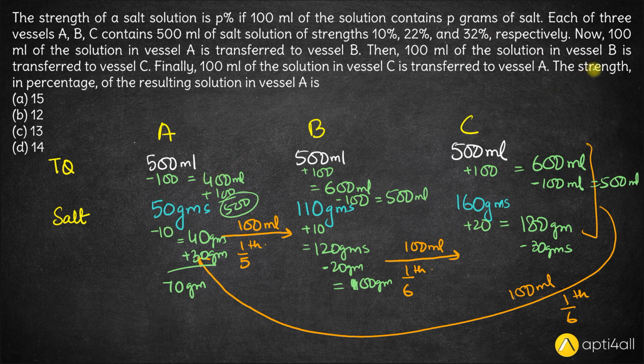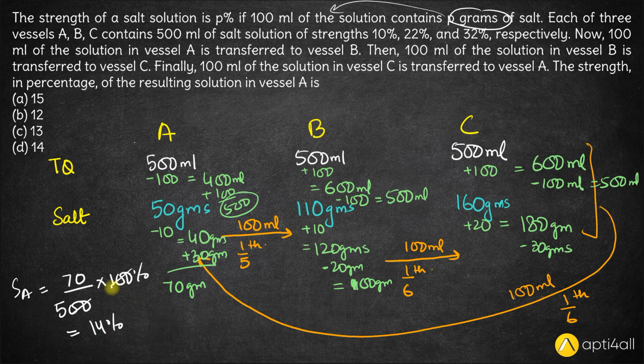Okay, so finally we have to calculate the strength in percentage of the resulting solution in vessel A. So the resulting strength of A will be the final quantity of salt, which is 70 grams, out of the total 500 ml of solution. So 70 by 500 into 100%. What is strength? Strength is basically the percentage of salt in the total solution. The factor of 100 gets cancelled out. 70 by 5 is 14%. Hence, the strength of salt in final solution A is option D, 14%. Thank you.